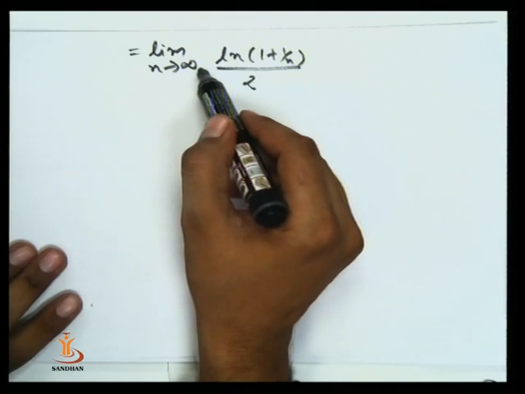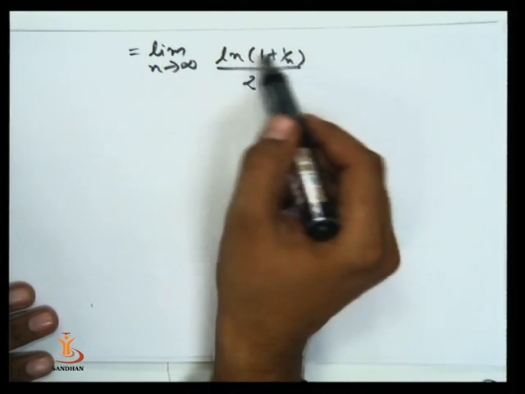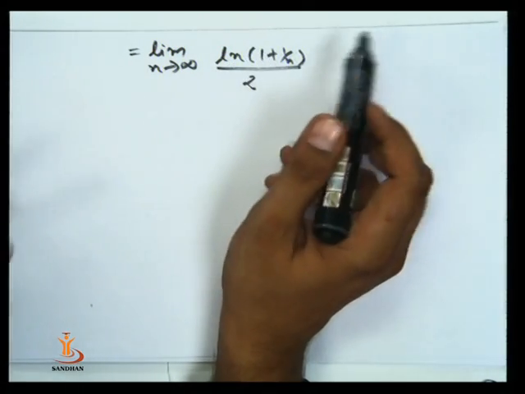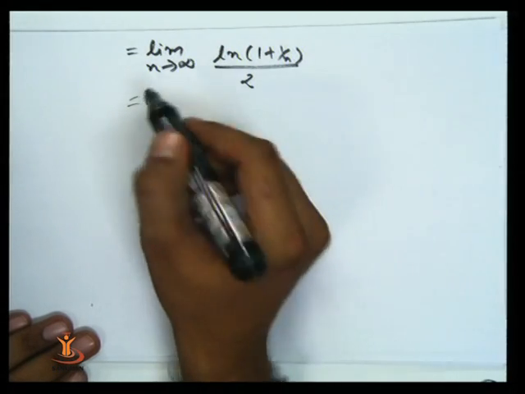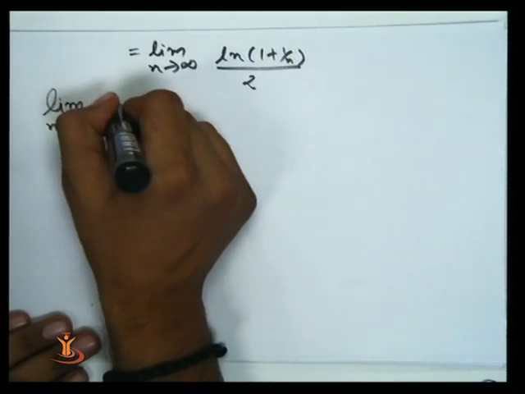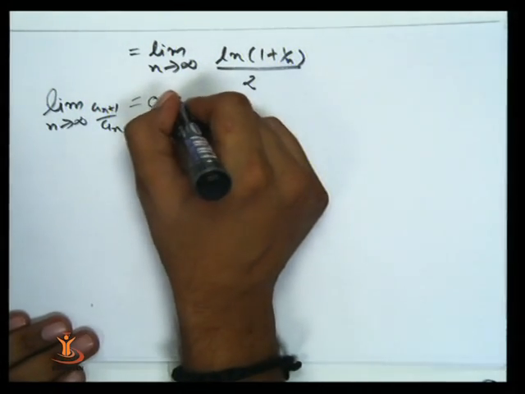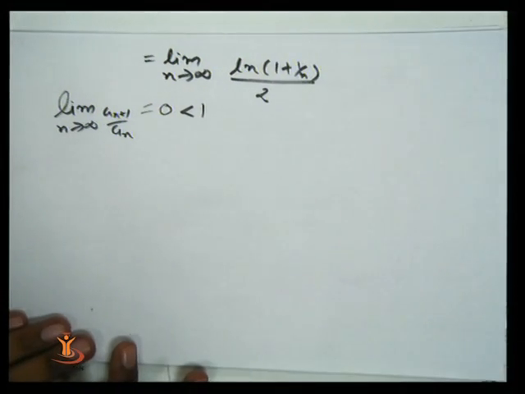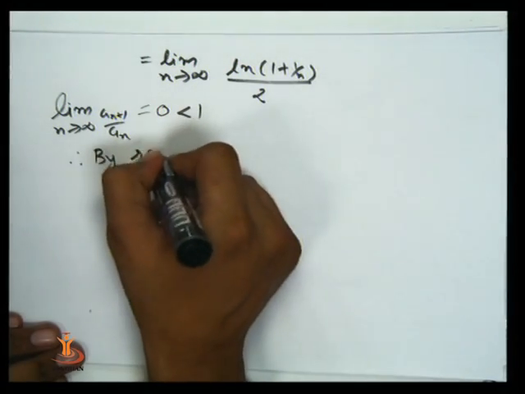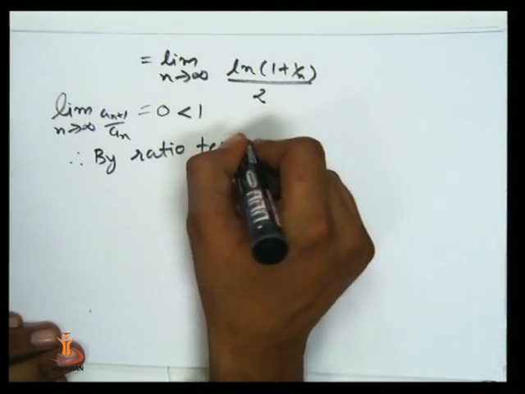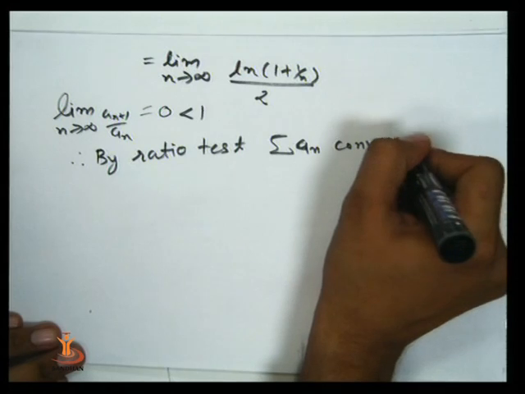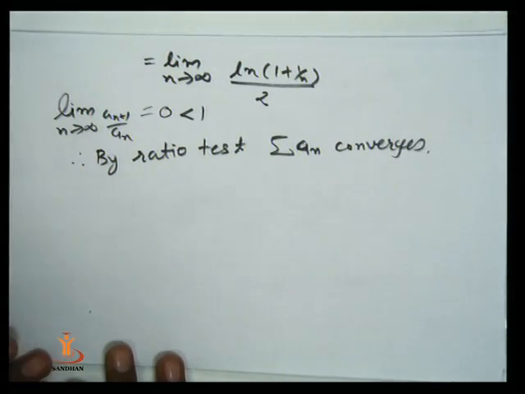Now if we take n tends to infinity, since ln is a continuous function, we can take the limit inside, and 1 upon n goes to 0, and we get ln 1. ln 1 is 0, and ultimately this limit is going to be 0. So the limit of a_{n+1} upon a_n is less than 1. That means that the ratio is less than 1. So by the ratio test, the summation of a_n is a convergent series.